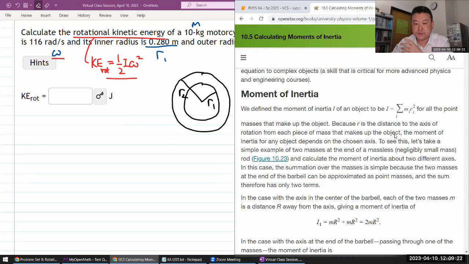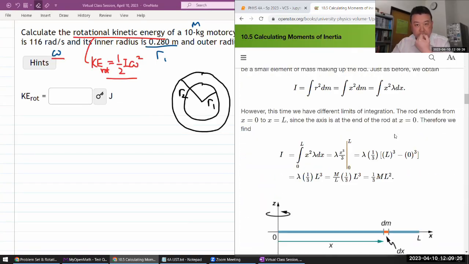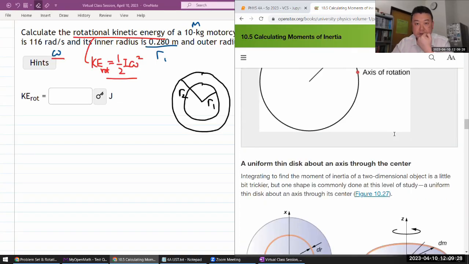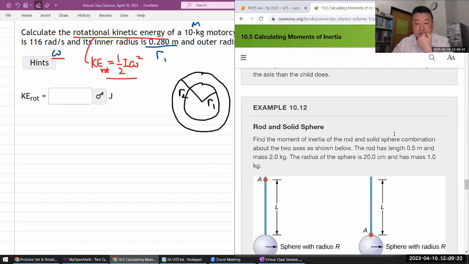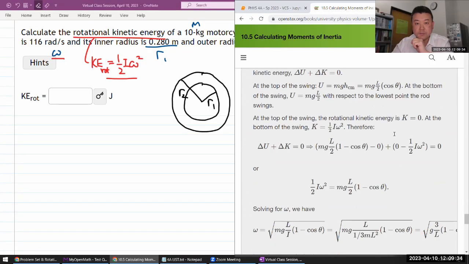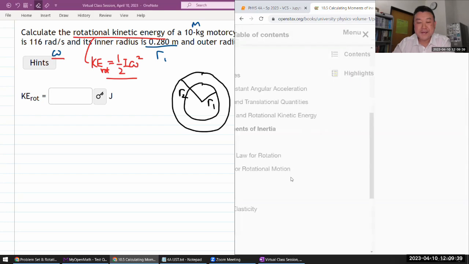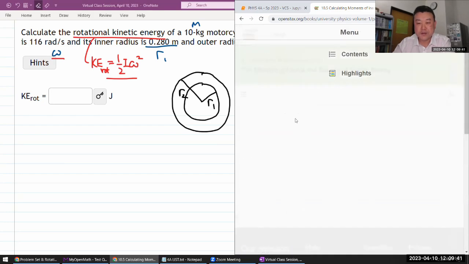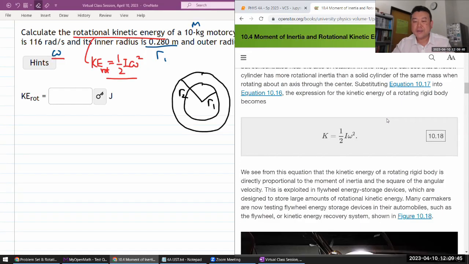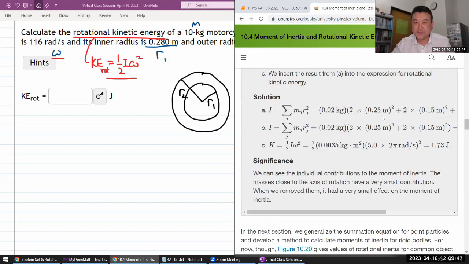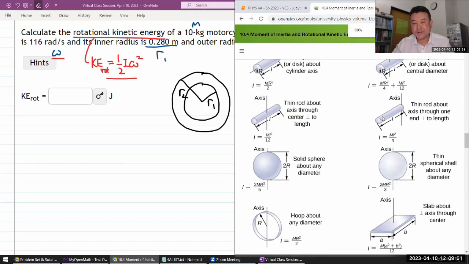So let's scroll down and see the method which we covered in lecture. Do they have the table? No. All right, it's in the other section, 10.4, Moments of inertia. So they gave you this table of rotational inertia and then told you how to derive it.